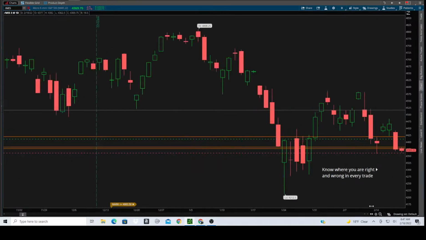So it doesn't mean that I'm still not biased to the short side, but I just have to always be mindful that, hey, I think we could go down, but maybe we don't. Maybe we come down here, test this low from Monday or take it out, run some stops, and then come on right back up and hang out somewhere in this area for the day.